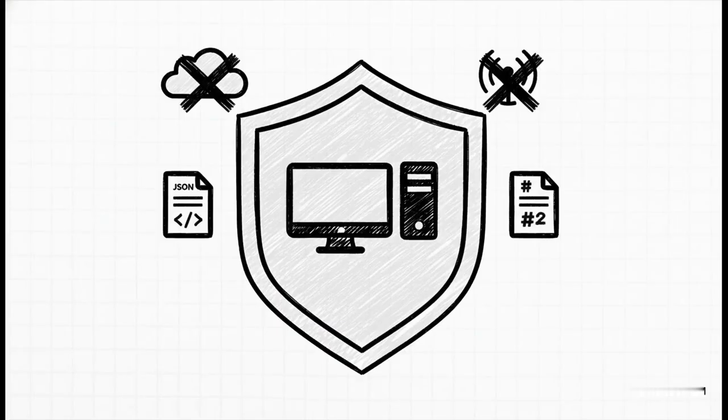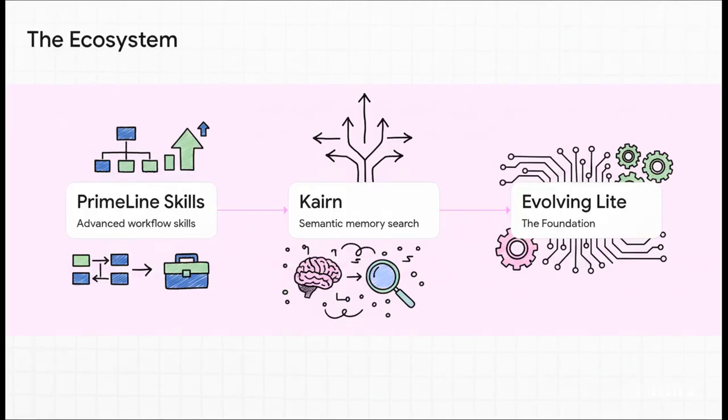Okay, let's talk about the big one, security. This is non-negotiable. Every piece of data, every memory, every lesson, it all stays on your local machine, period. There is zero telemetry. The system makes no outside network calls. It's all stored in human-readable files right on your desk so you can see exactly what it's learning. It's also worth knowing that Evolving Lite is designed as the bedrock of a bigger ecosystem. You can build on top of it with other free tools if you want, like Chiron for advanced semantic search of your memories. But Evolving Lite is that essential, foundational piece.